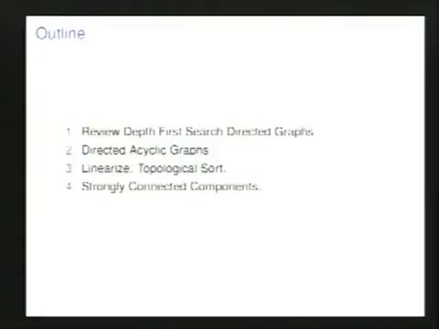Okay? So we're going to review depth first search in directed graphs, and we're going to go through some other stuff. We're going to talk about directed acyclic graphs. And we're going to talk about this concept called topological sort and strongly connected components. Okay?